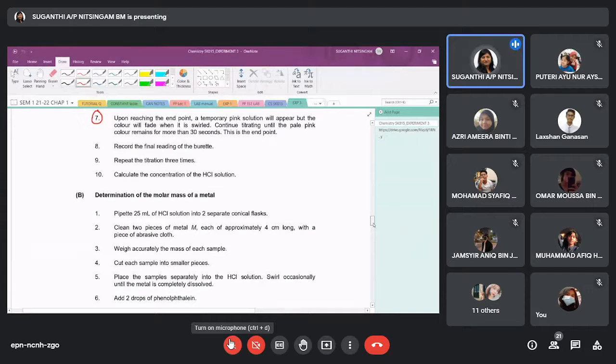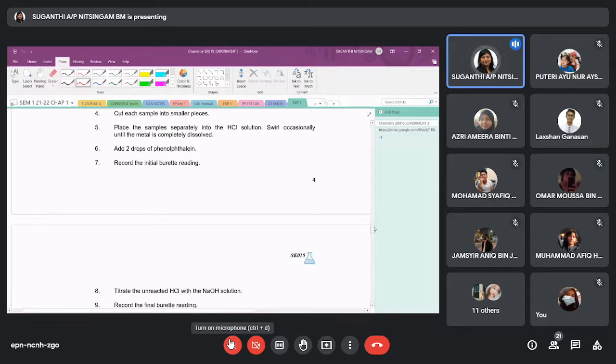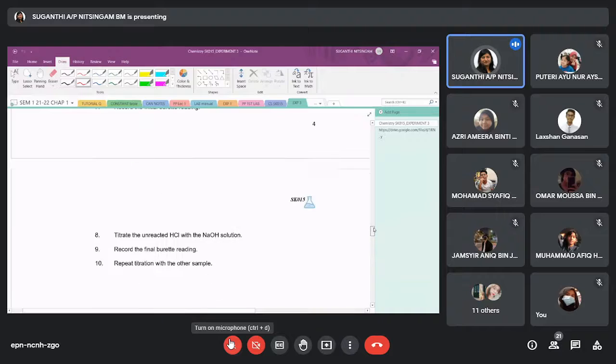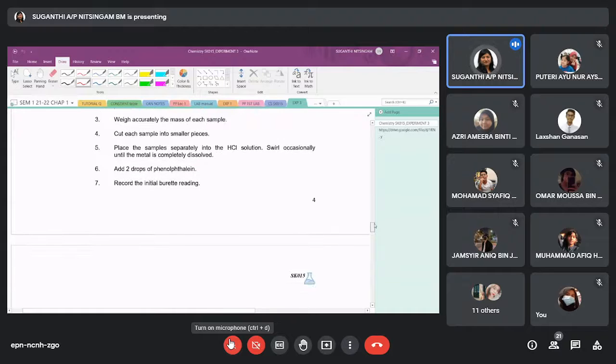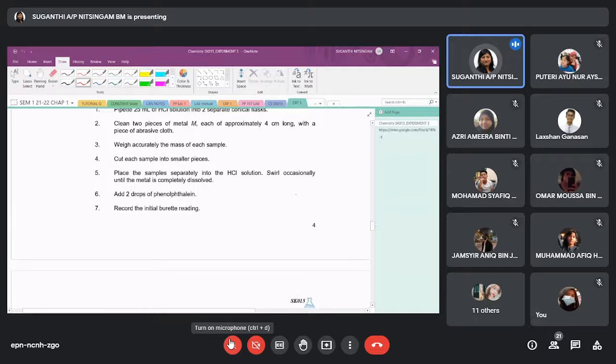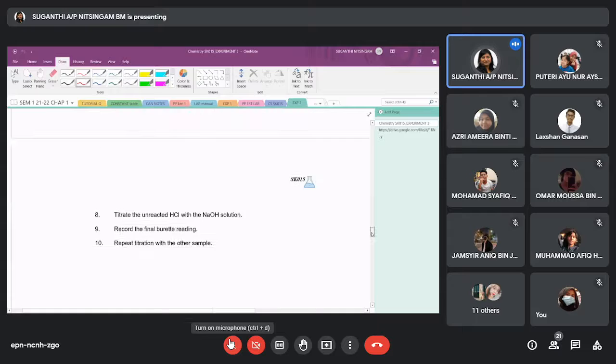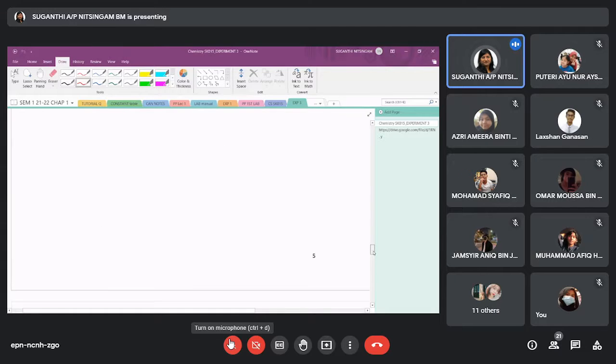Then you place the sample separately into the HCl solution. Swirl occasionally, the swirling is also to speed up the reaction. After that, you will add 2 drops of phenolphthalein and then you will titrate. When you titrate, you must understand that the HCl has reacted with the metal pieces, and the excess is the one which is going to react with the NaOH solution. And then we will record.